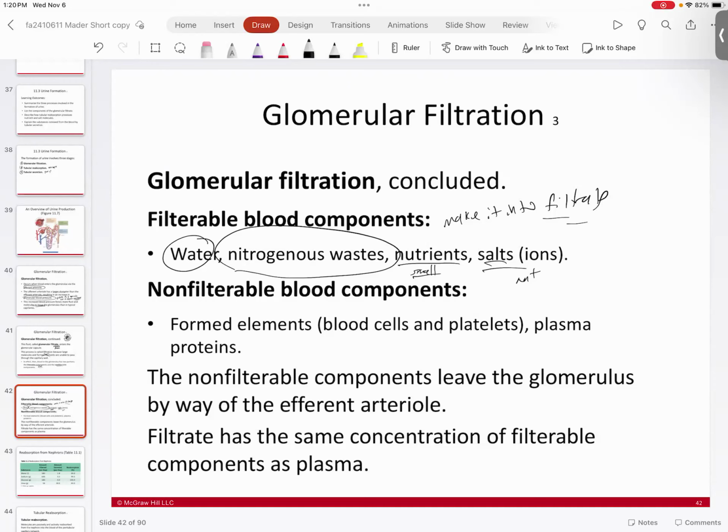Things that won't get through are the big stuff, right? So these guys are big. So blood cells, for instance, are too big. Platelets are too big. Plasma proteins are too big. So they're left behind in the blood. And so they'll stay in the glomerular blood system, and then they'll exit the glomerulus through the efferent arteriole. And so ultimately, the filtrate looks very similar to the plasma.